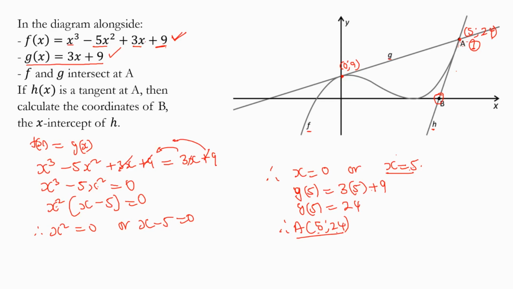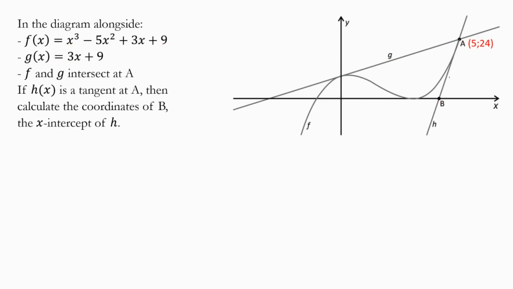Now we need to find the gradient of f of x at A, which is equal to the gradient of the tangent. And then after finding the gradient of the tangent, we can find the equation of the tangent and find the x-intercept B. Let's just do that. Right, let's find the derivative. So f prime of x, we're deriving f of x. So it's 3 times 1, which is 3, and then x to the power 3 minus 1, which is 2. So it's going to be 3x squared.